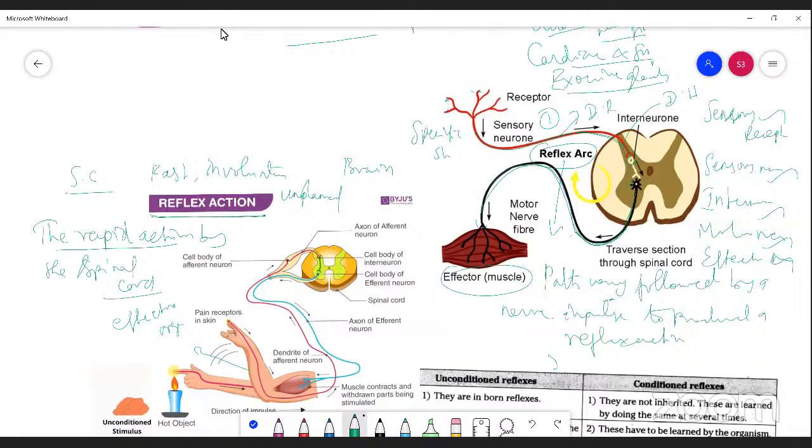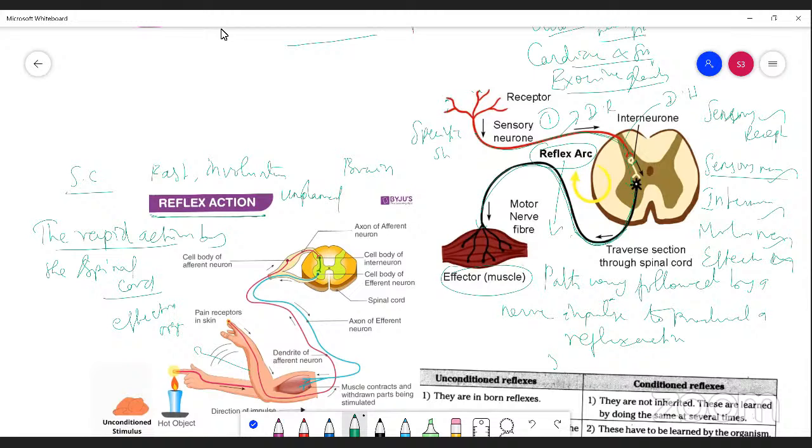From the sensory receptor, the stimulus is carried by the sensory neuron. Then it enters the gray matter of the spinal cord. There interneurons are present. Those interneurons transmit the impulses from the sensory neuron to the motor neuron. Next, the motor neuron carries the stimulus to the effector organs. The effector organs give the response to the stimulus which is carried from the spinal cord.